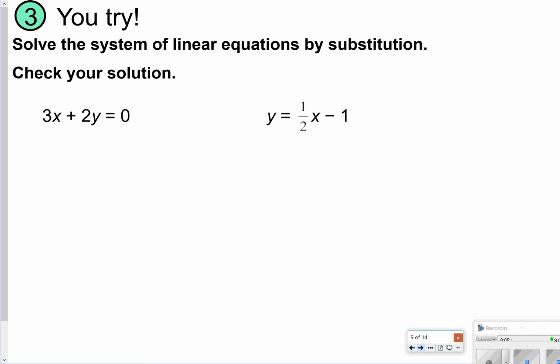Here's another one we're going to try. This one already has y solved for you, so I would use that to your advantage so you don't have to rewrite any equations there. Let's go ahead and pause, try steps 1, 2, and 3, and then once you're done, click play.